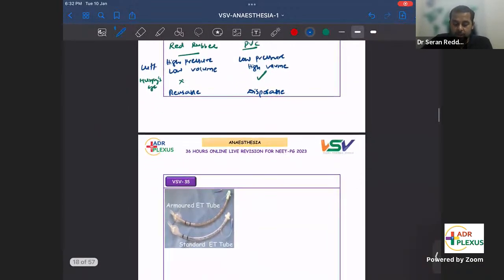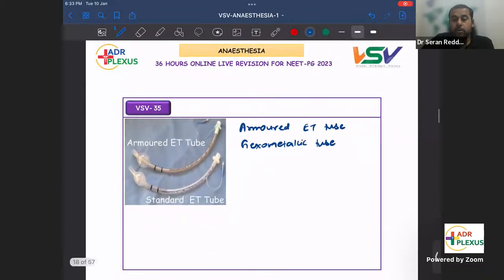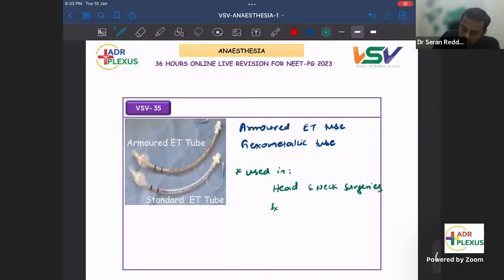Then coming to another endotracheal tube, this is called the armored tube or also called the flexometallic tube. Here it is used in head and neck surgeries, surgeries done in prone position.